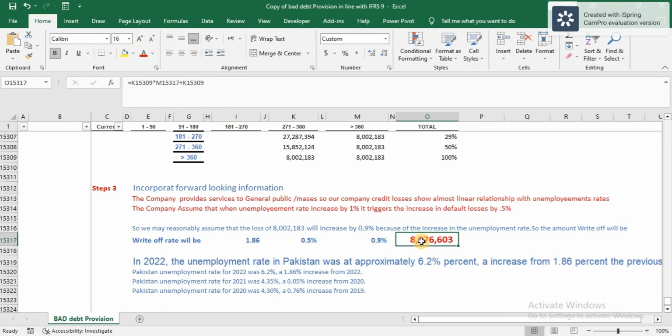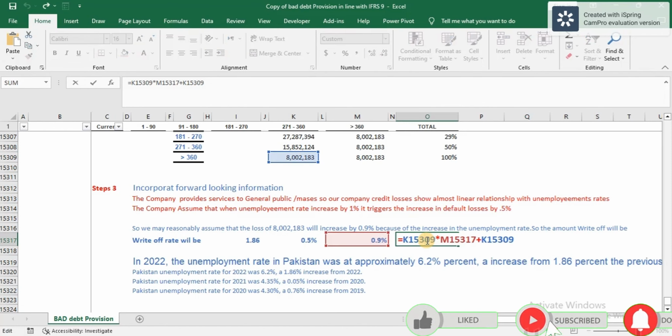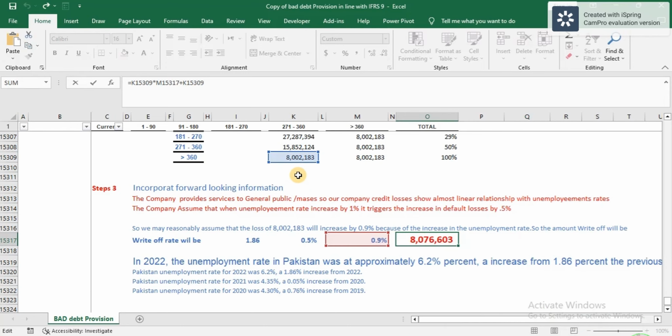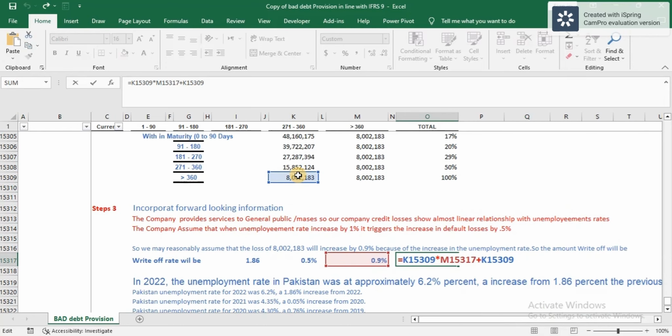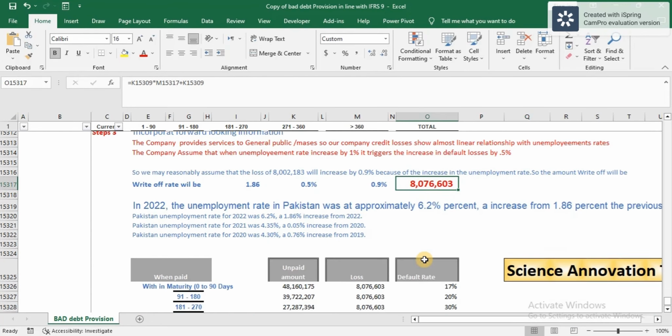The default amount that will generate for more than 360 days is actually 876,000. Sorry. So how did I calculate this? I'll multiply the current historical write-off, the bad debts, by this rate. So it gives us this amount.